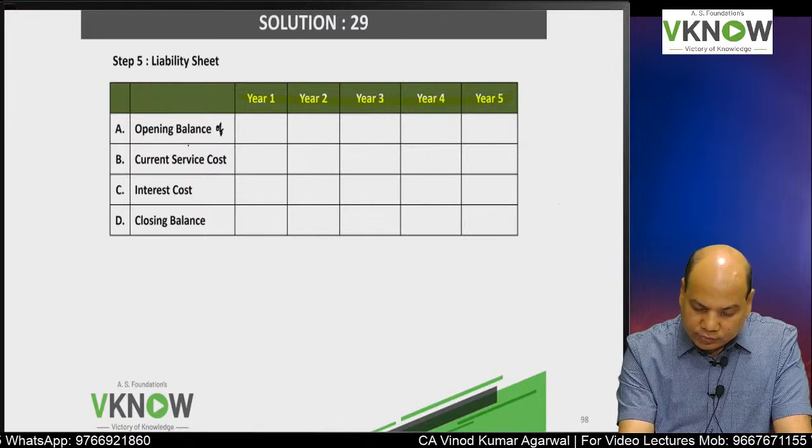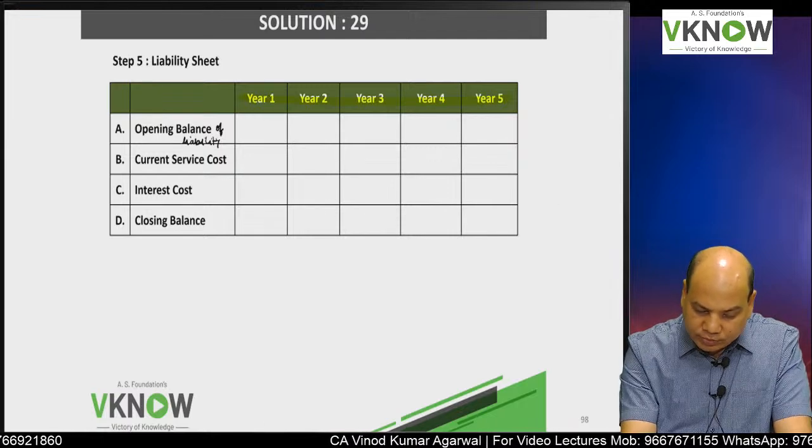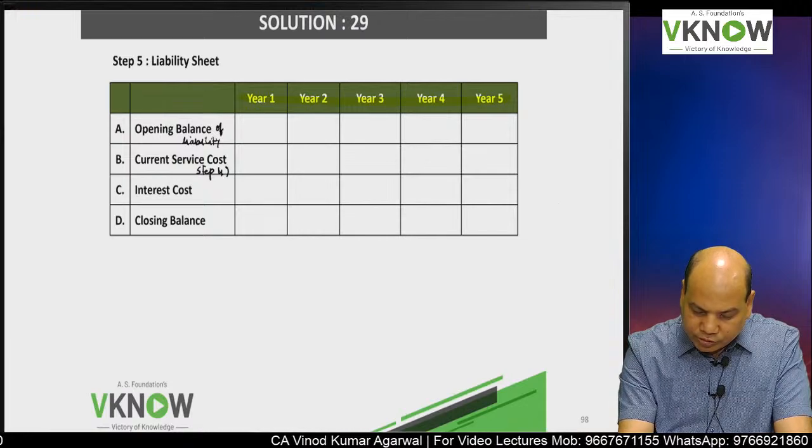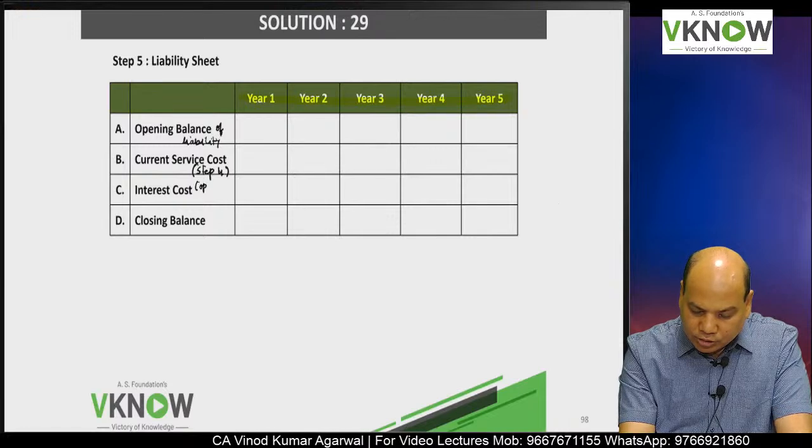Opening balance of liability, in case you are having any doubt. Current service cost, write down in bracket step 4. This we are getting from step 4. Interest cost, you write down if you want.